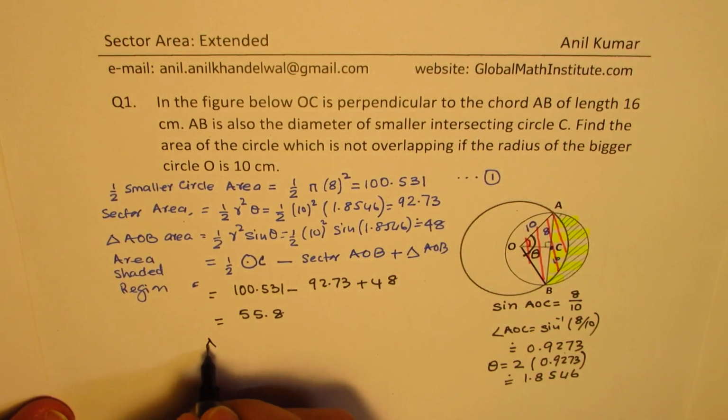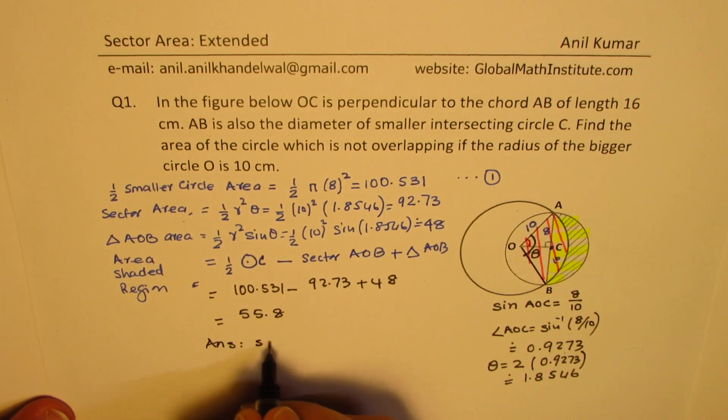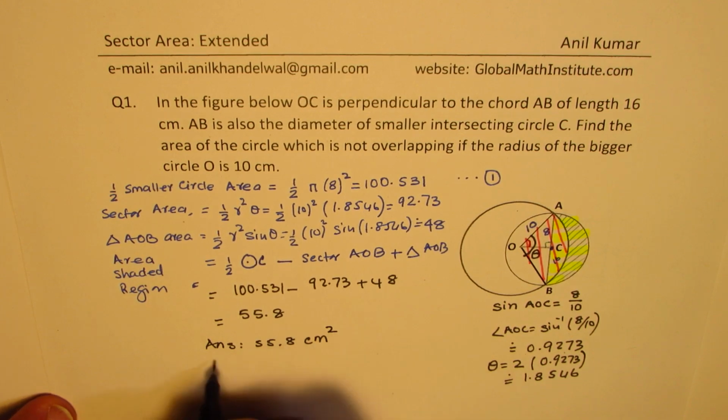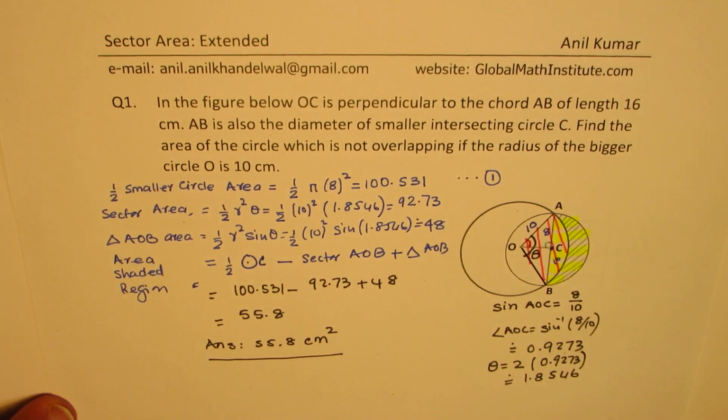So we have our answer, which is 55.8 centimeters square, right? It's very important to write the units at the end. But I hope you have understood all the steps. So this involved finding area for sector, finding area for the segment, and then the shaded region, correct?